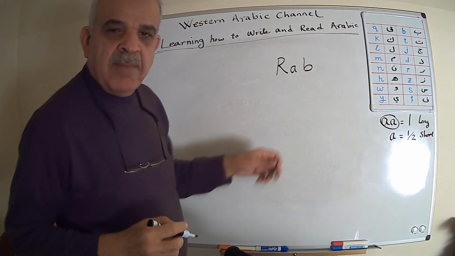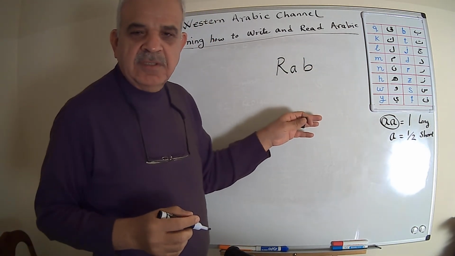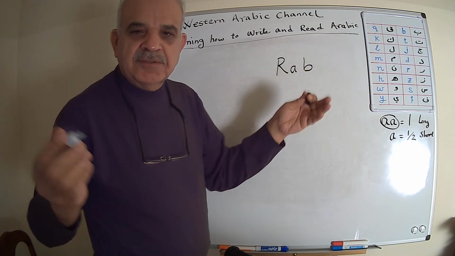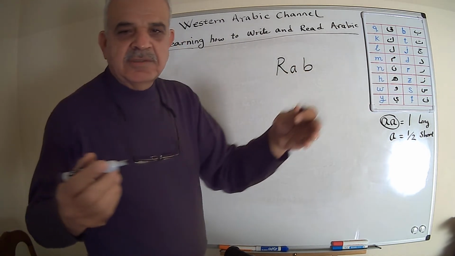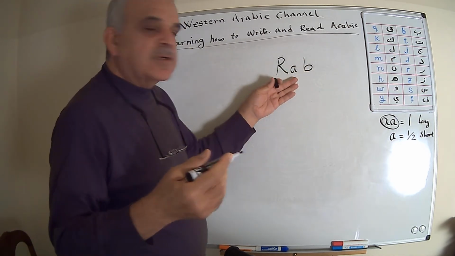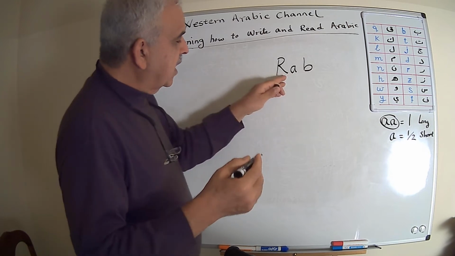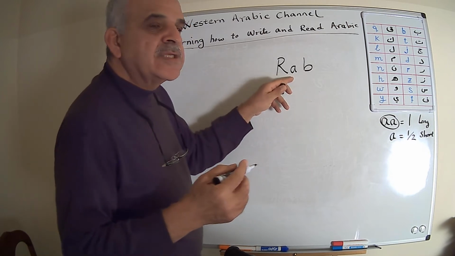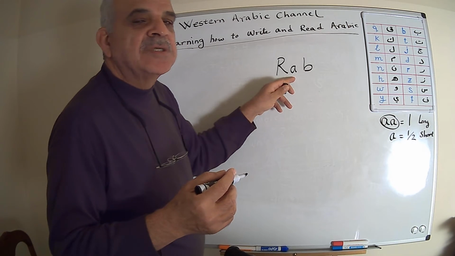Rabb. Rabb means Lord. Rabbi, my Lord. Rabbak, your Lord. So Rabb means Lord, and it is R-A-B because it is short. It's not Rab, it's Rabb.